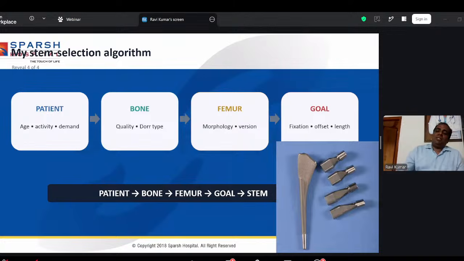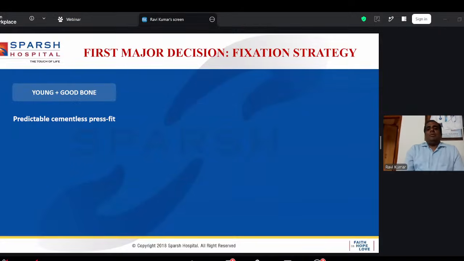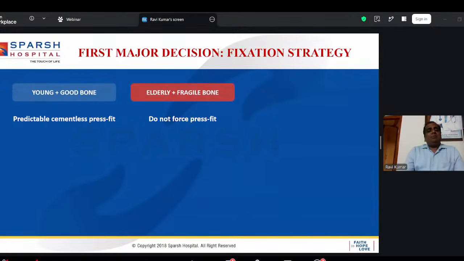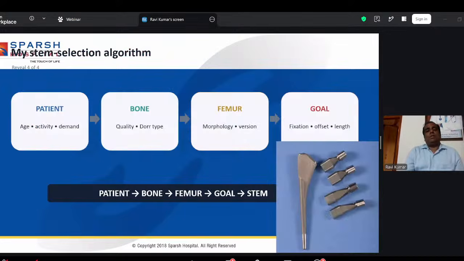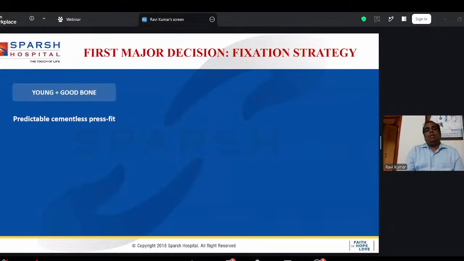It's rather we study the bone and then go for the final fixation. The major decision in fixation strategy is young and good bone. Let's apply these 4 principles, patient, bone, femur, and goal, in practical scenarios. If the patient is young and has good bone, then definitely a predictable cementless press-fit implant will be ideal.